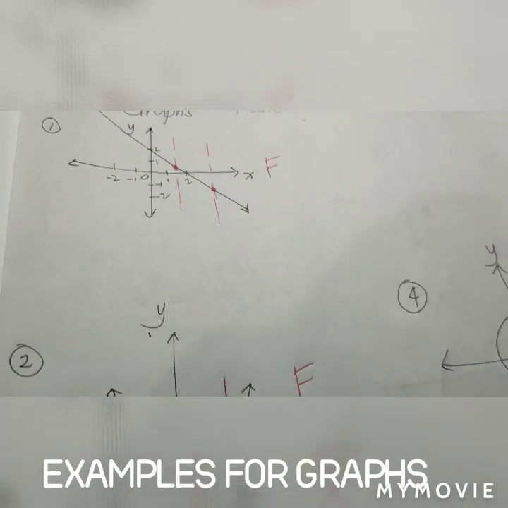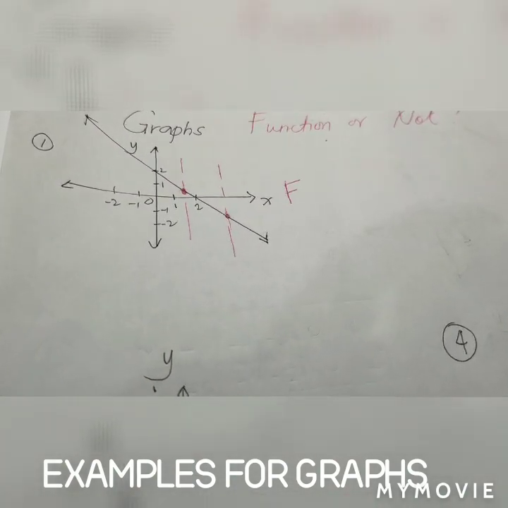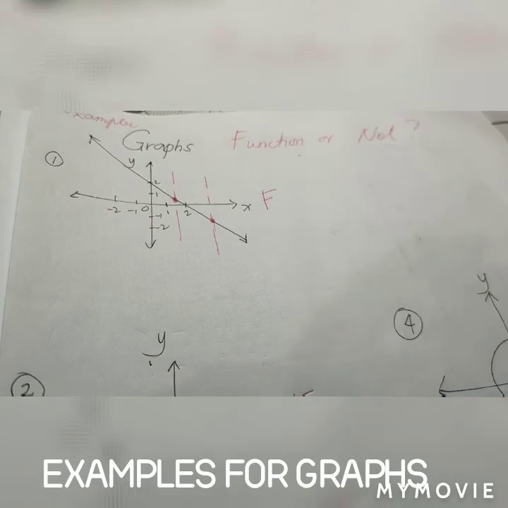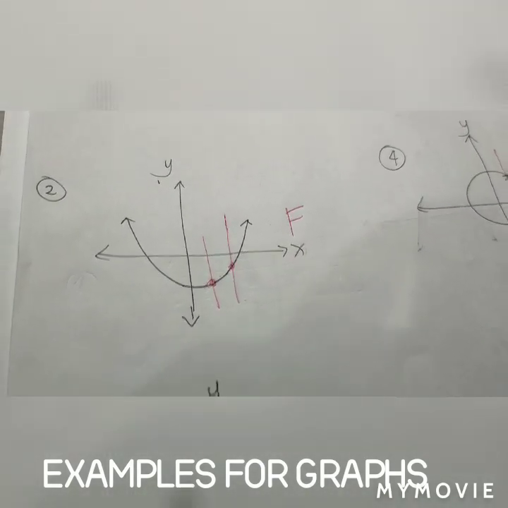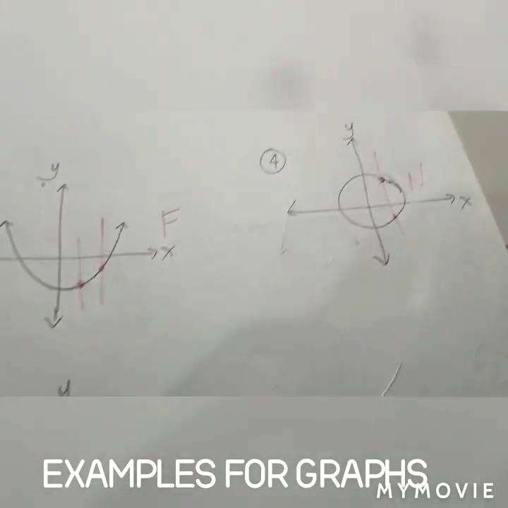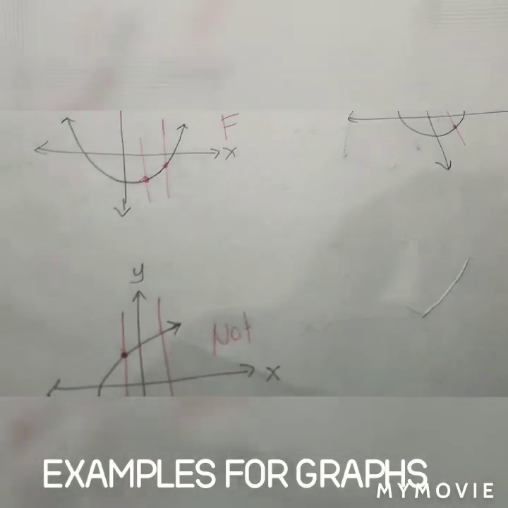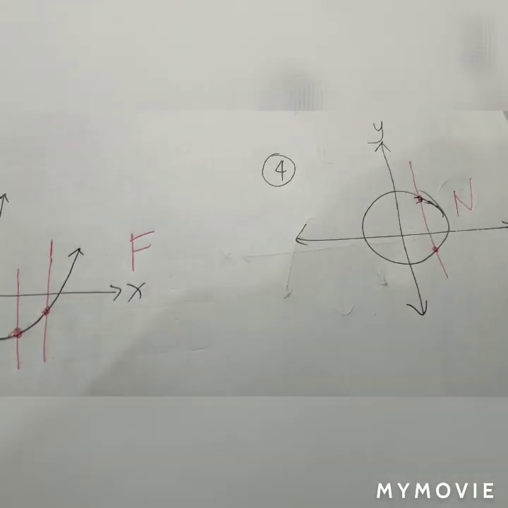So it is very easy to determine if the graph is a function or not. You just make a vertical line test. If the vertical line touches only once, that is a function. If more than once, just like number 2, number 3 and number 4, they are not functions.